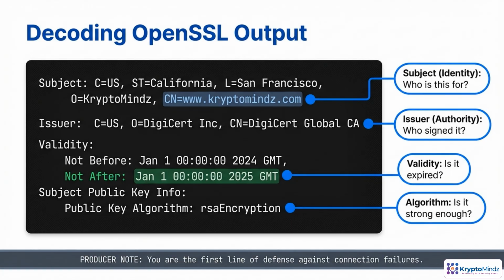Next, check the validity period. The not before and not after dates define the window in which this certificate is supposed to be used. An expired or not yet valid certificate may indicate misconfiguration, or in some cases, an attempted attack. Finally, review the public key algorithm and size. This tells you whether the cryptography is still considered strong enough for your risk profile and regulatory requirements. If you can reliably answer 4 questions: who is this for? Who signed it? Is it within its valid time? And is the crypto acceptable? You're already acting as the first line of defense against many certificate-related failures.